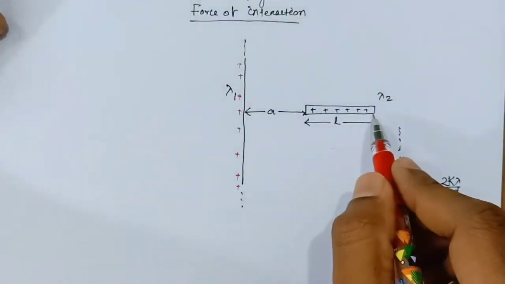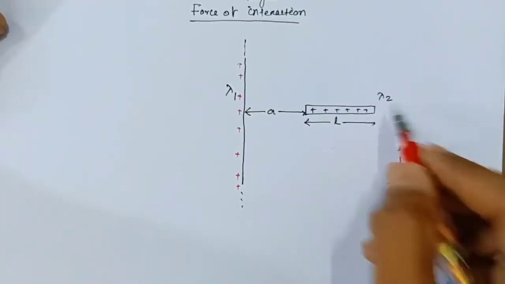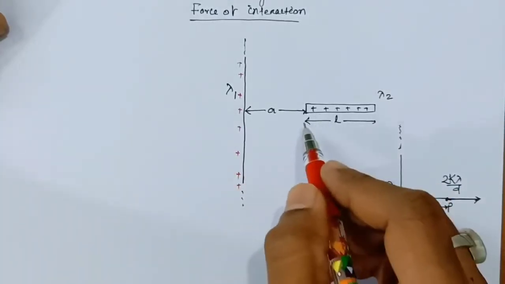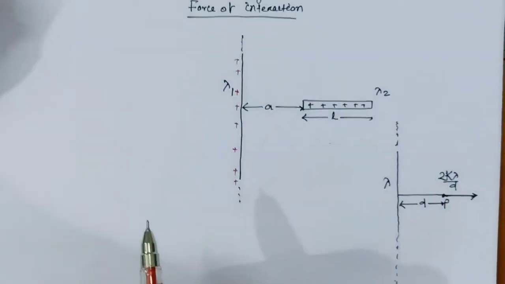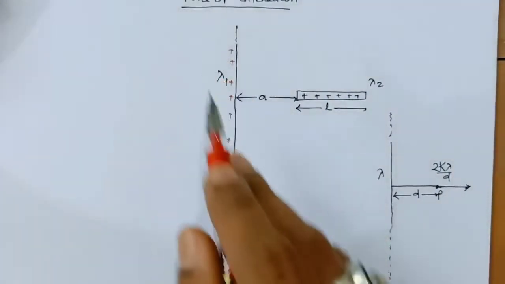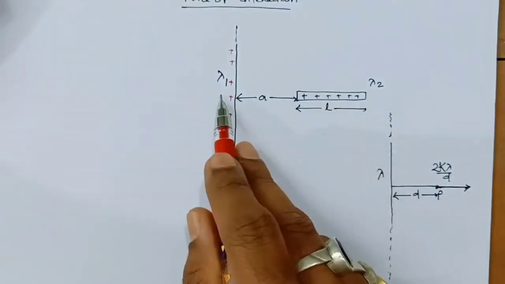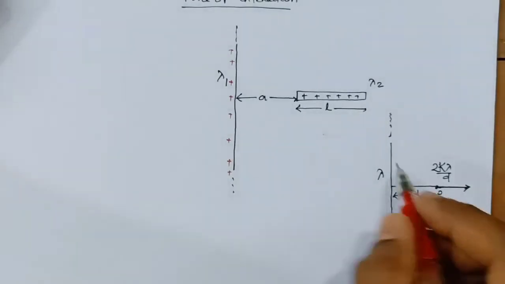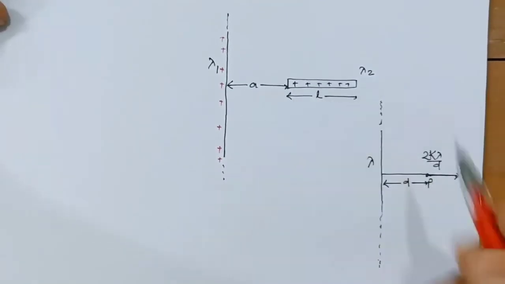And there will be a finite rod having line charge density lambda 2 of length L, which is exactly at a distance A to this infinite rod of line charge density lambda 1. And the question will ask you, find the force of interaction between these two things, this finite and infinite rods. Before solving these questions, there will be some information that must be in the mind of the student.